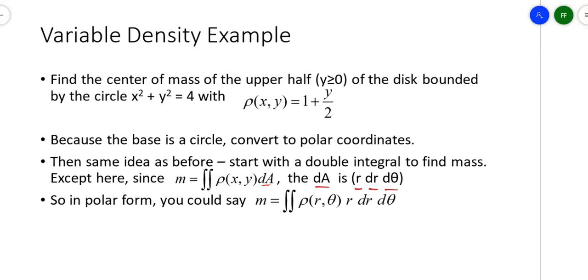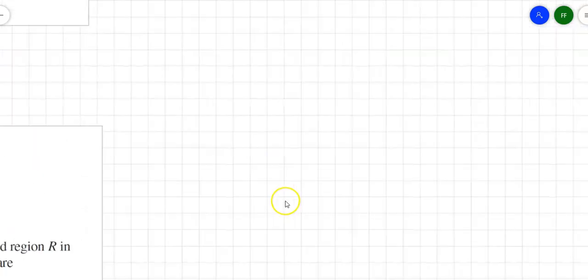All right, well, the first thing is, what does the base look like? The base is the upper half of that disk. So it's just the top half of a circle with a radius of 2, which means that the equation of that circle is r equals 2 on the theta interval from 0 to pi. It doesn't go from 0 to 2 pi. It goes from 0 to pi, and certainly that'll have an impact on our limits of integration. All right, so same process as before, except in polar form. First thing is, let's calculate the mass.